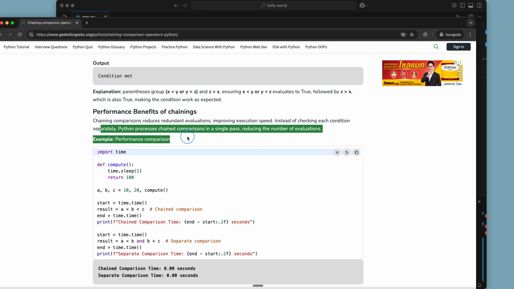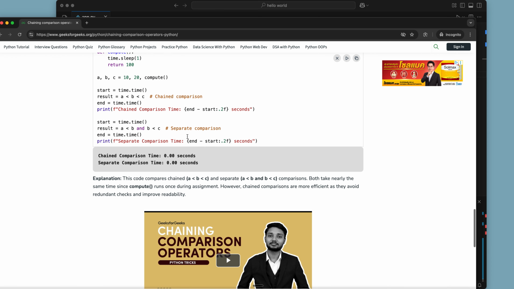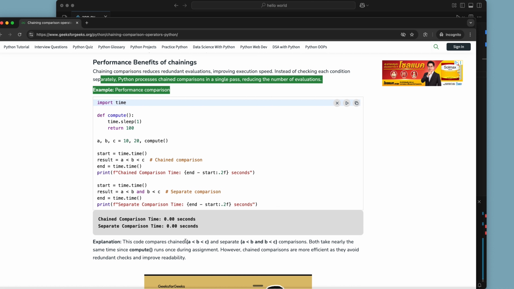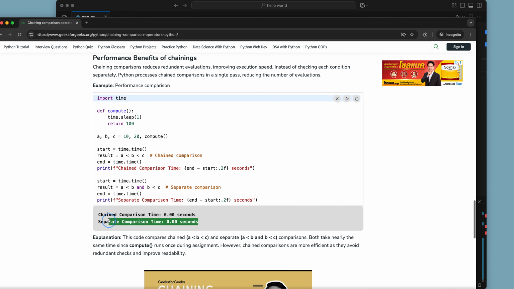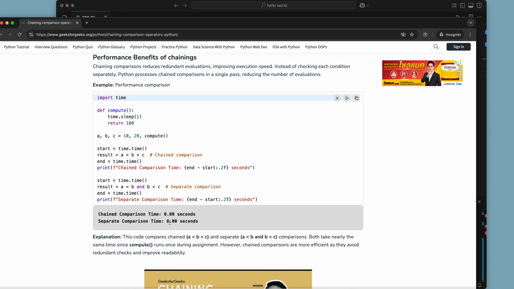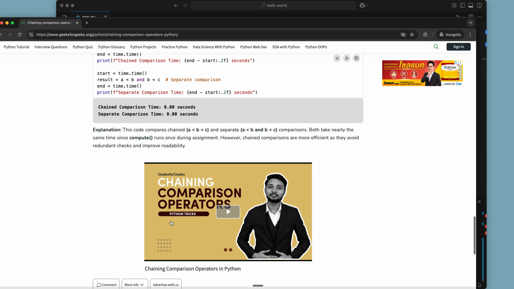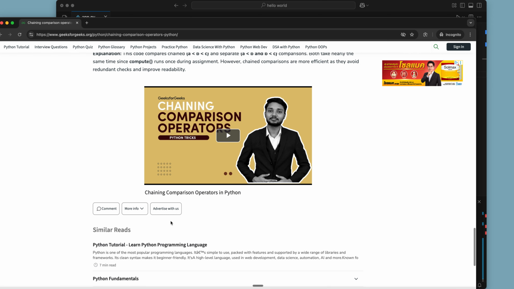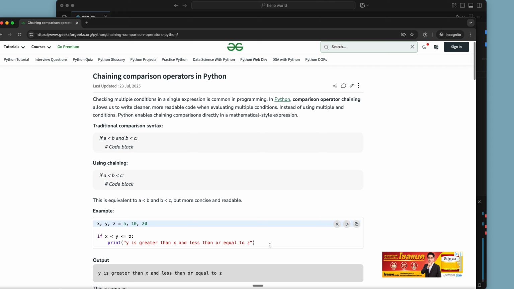Okay, so this is an optimization thing. I mean, it's kind of funny that they talk about optimization and they bring an example where there's no optimization because it's 0, 0, 0 seconds, but okay. Alright, I think I get the idea.